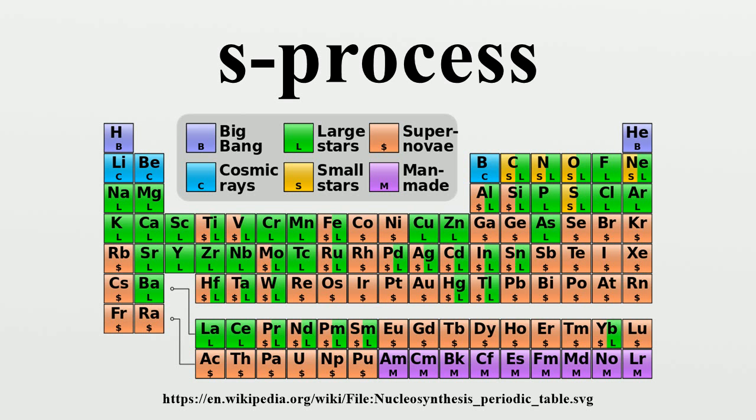The more rapid R process differs from the S process by its faster rate of neutron capture, of more than one neutron before beta decay takes place.